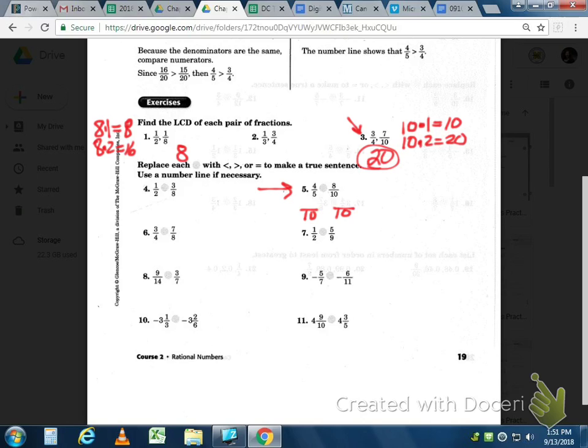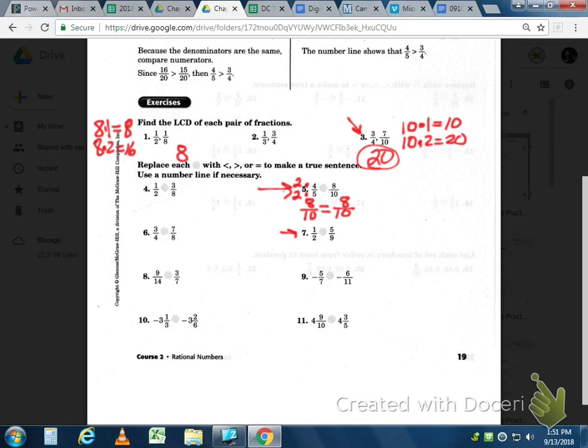Now, Dylan, 8/10 is just going to stay 8/10, right? But for the 4/5, 5 times what is 10? 2. So 4 times 2 is going to be what? 8. So now inside the circle, 8/10 compared to 8/10, am I going to put less than, greater than, or equal to? Equal to. Definitely equal to.